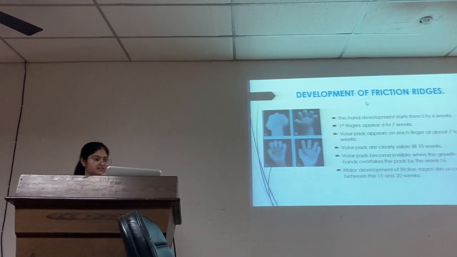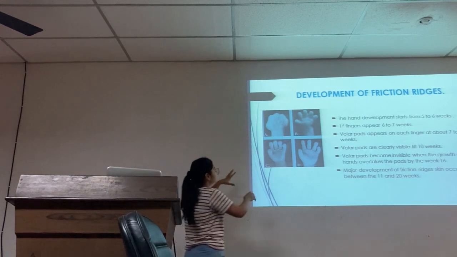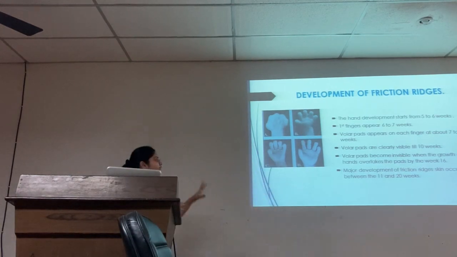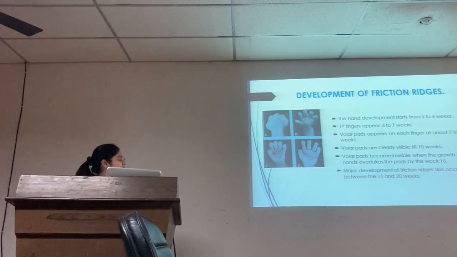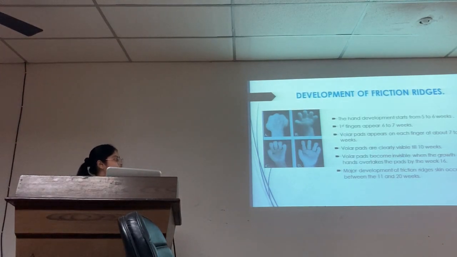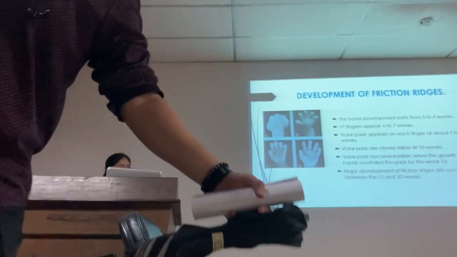Development of friction ridges. The hand development starts from 5 to 6 weeks. First finger appears from 6 to 7 weeks. The volar pads appear on each finger about 7 to 8 weeks. Then the volar pads are clearly visible up to 10 weeks. Volar pads start becoming invisible and the growth of hands overtakes up to 16 weeks. Major development of friction ridges, which are important for fingerprint examination, occurs between 11 to 20 weeks.